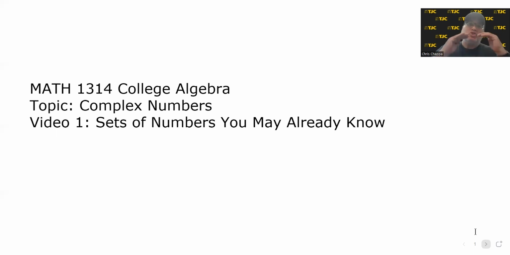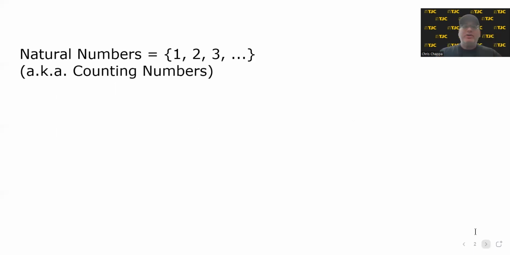So we're going to take these from smallest sets to largest sets, starting with the natural numbers, which are also known as the counting numbers. They're the set of numbers that you count with. If I ask you to count, you're going to go 1, 2, 3, 4, et cetera, et cetera, et cetera.